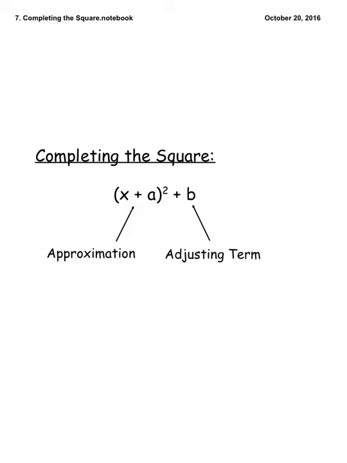Completing the square involves writing an expression in the form of (x + a)² + b. The (x + a)² part of it is an approximation of a trinomial, and the + b is an adjusting term.